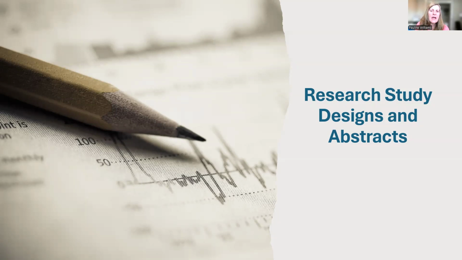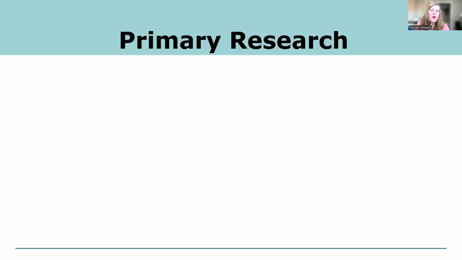We're going to be talking about research study designs and looking at abstracts. So let's get started. There are different types of research. There's primary research and secondary research, and we're going to start with primary research study designs.